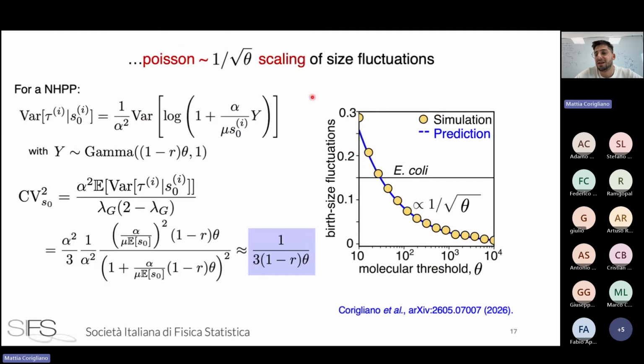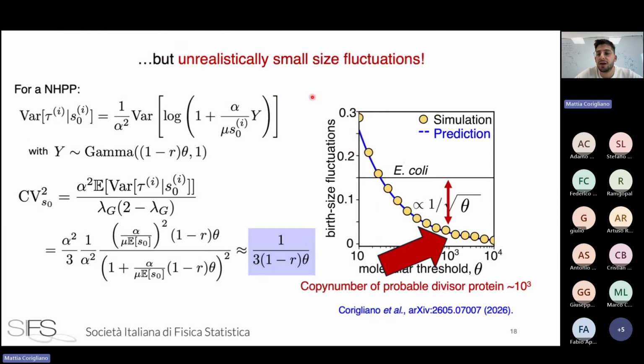And so one can see what are the typical values of these divisor molecules. If you look in the literature, in experiments, the typical copy number of these plausible divisor proteins is more around 1,000. So this means that while this model implements an adder, which is okay for us, since the adder is widespread, it alone cannot explain the entire variability of size that you see in a typical experiment. So this model should be refined in such a way as to increase the size variability.